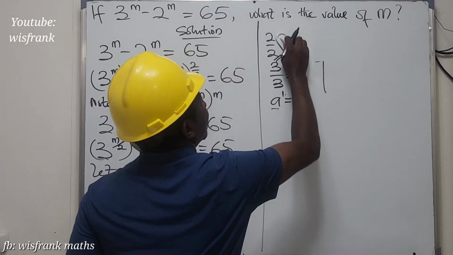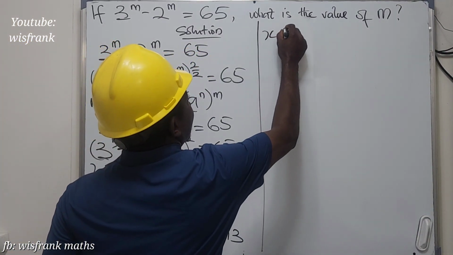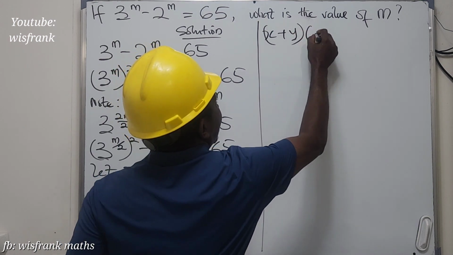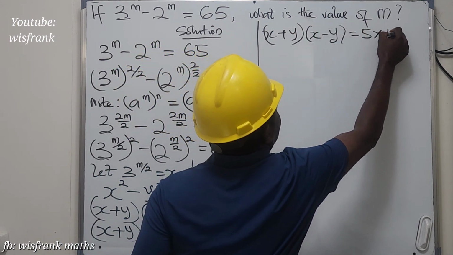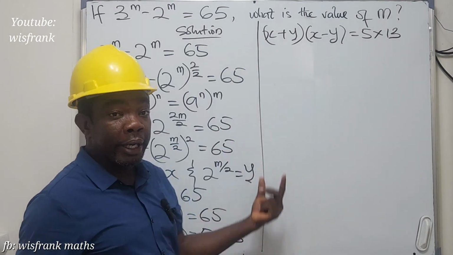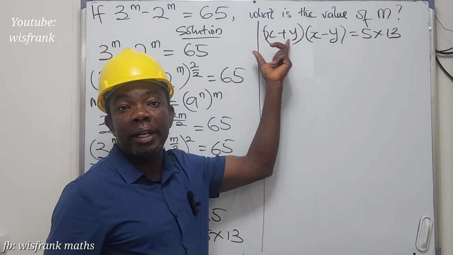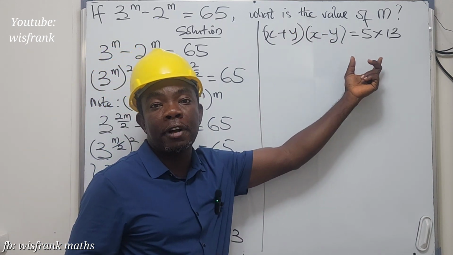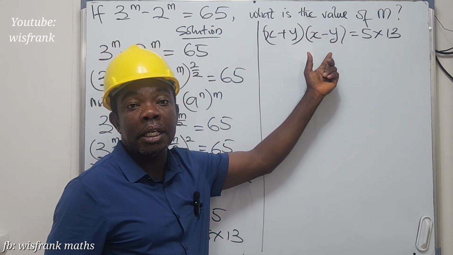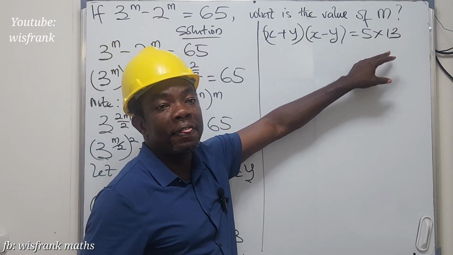We can move over to this other side. So from here we have x plus y into x minus y equals 5 times 13. Why do we bring in the factors of 65? Because we have two parentheses here. On the left hand side, we will equate the first parenthesis to the one factor, and the second parenthesis to the other factor. So in this case, we have 5 and 13.